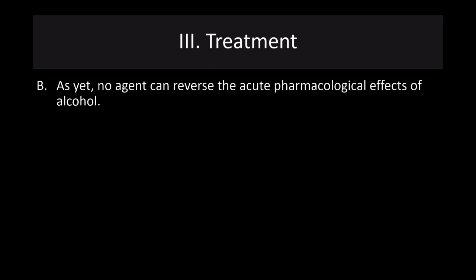So as we start thinking about treatments at this point, we can't reverse the acute pharmacological effects of alcohol. If you go into the hospital with alcohol intoxication, the best they can do is supportive treatment, put you on an IV to try to get your kidneys pumping out as much alcohol as possible. They may induce vomiting, that sort of thing. But other than that, it's just going to be supportive care. There's nothing they can do to reverse the pharmacological effects.